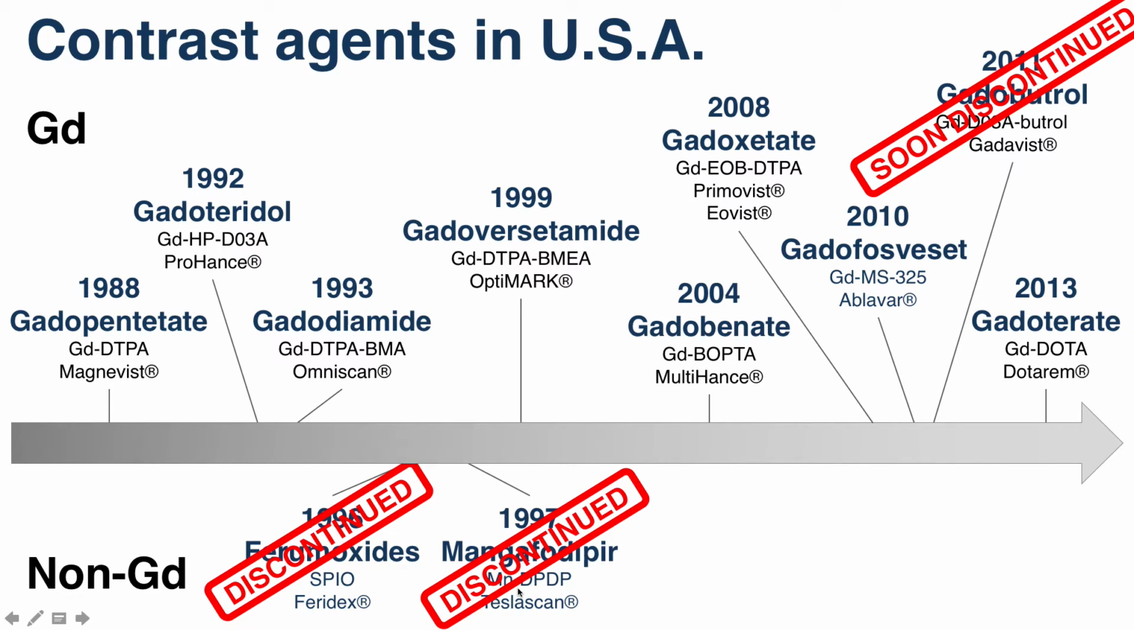3 of these agents have been discontinued. So notice that in the United States right now, we don't have any iron particles. We don't have manganese particles. We just have gadolinium-based agents. And of the gadolinium-based agents we have, oops, this is in the wrong place. This should be here. Sorry about that. It's Ablavar that's, I think it's actually already discontinued. So we only have these other agents. I need to fix this slide. I apologize.